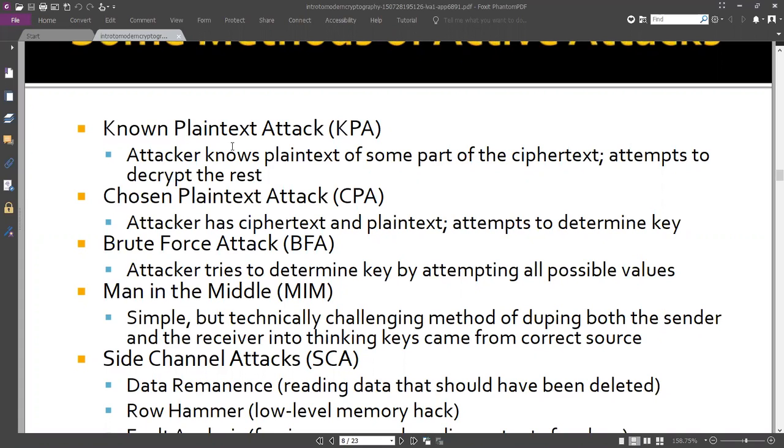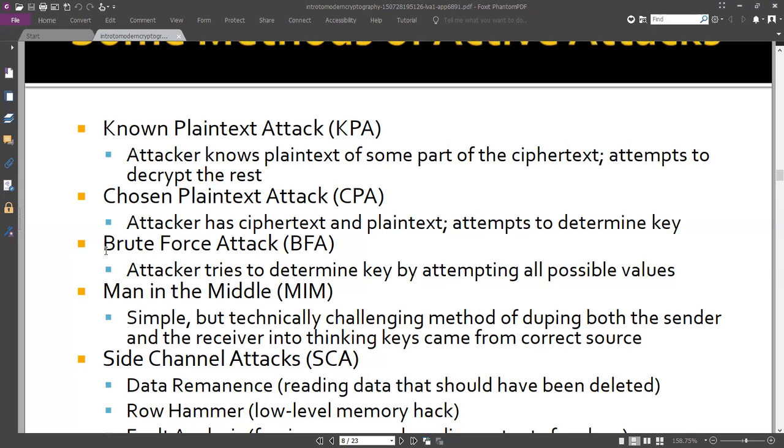Then there is the chosen plain text attack. The attacker has cipher text and plain text, and then attempts to determine the key of that particular message. Then we have this one I mentioned, I think, on Tuesday or Monday: the brute force attack, or BFA. This is the most common one.